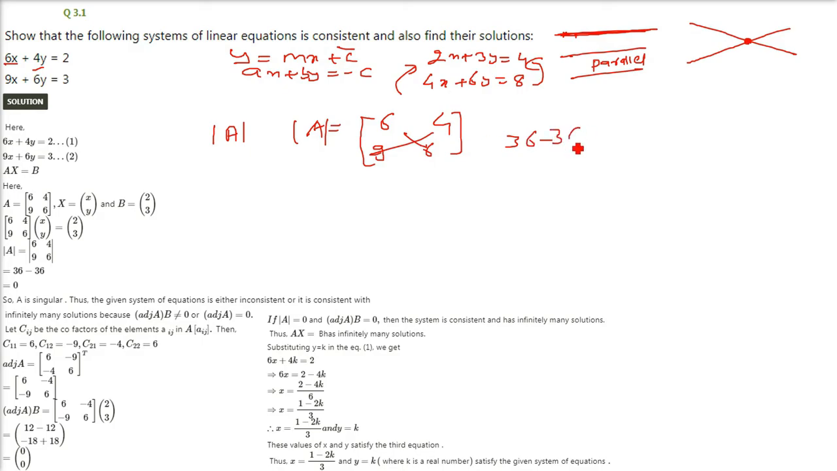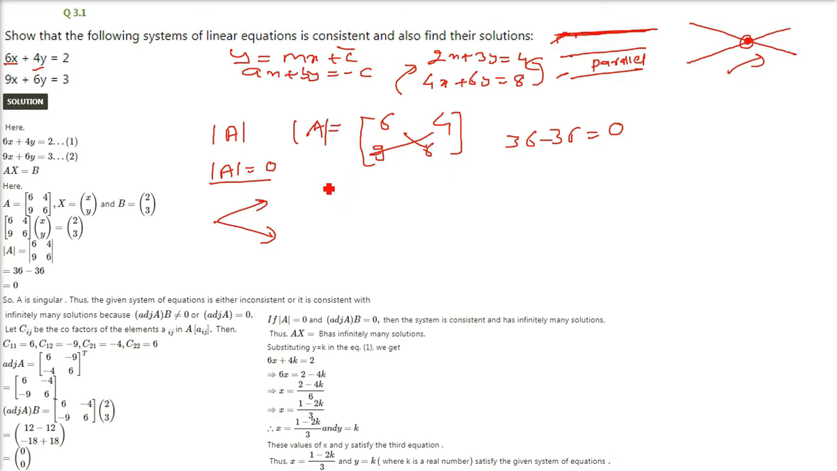Now this is 0. When the determinant is 0, that means this matrix is a singular matrix. That means this system of given equations can be inconsistent or it can be consistent with infinitely many solutions. There are two conditions, please remember. When the determinant is 0, there can be two conditions.